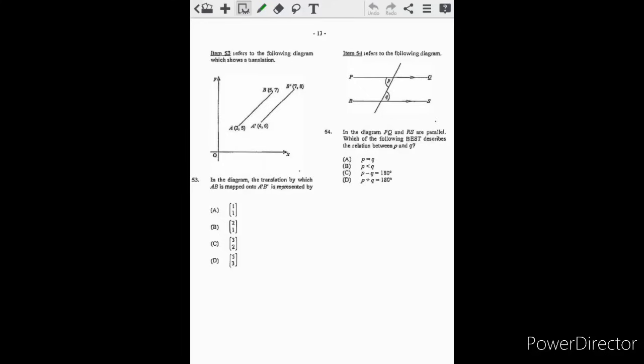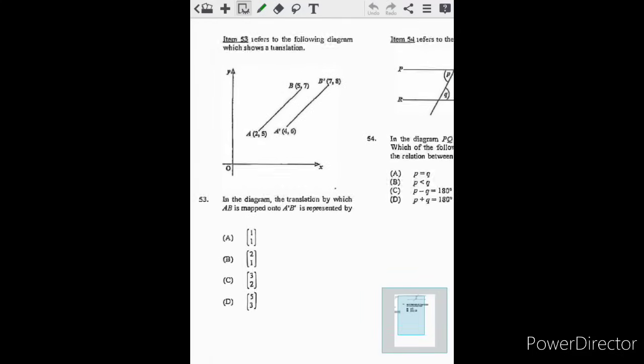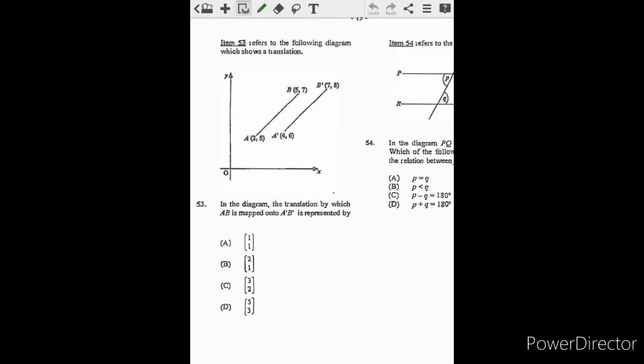Item 53. Let's zoom in. Item 53 refers to the following diagram, which shows a translation. In the diagram, the translation by which AB is mapped onto A dash B dash is represented by... So we need to find that value. Looking at our x values, 2, 4, we know that's a difference of 2. Same at the top, 5 and 7. That's a difference of 2 as well.